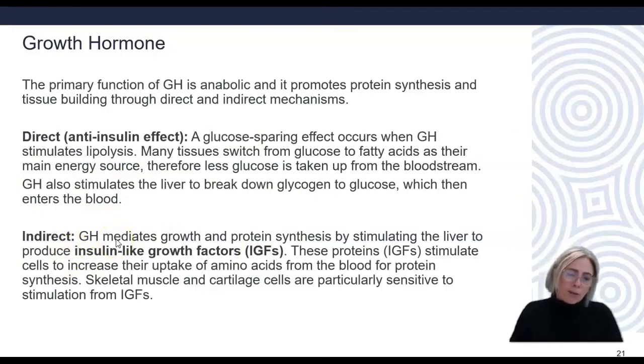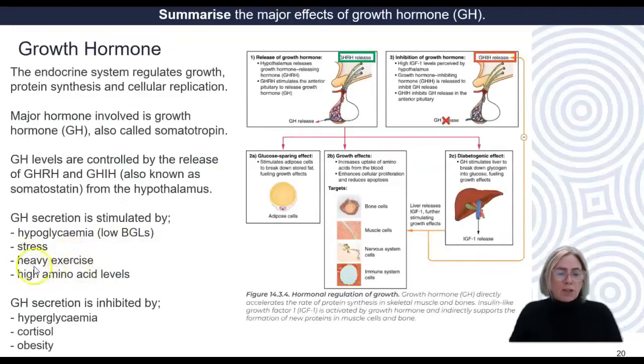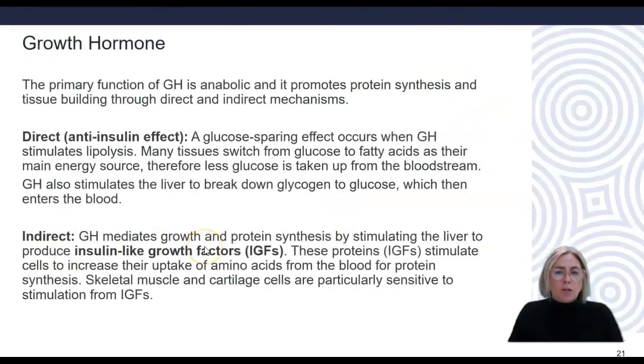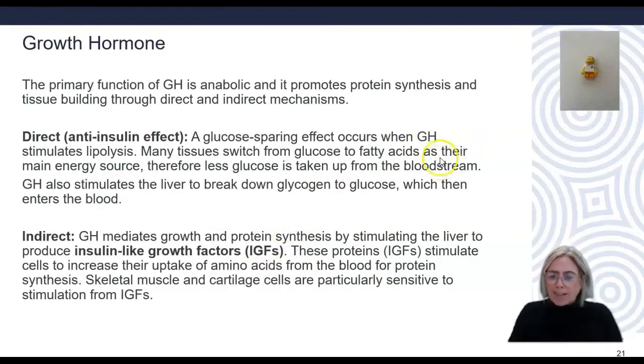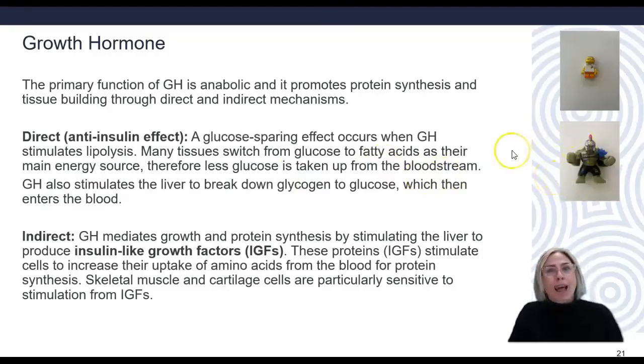Now, remember on the previous slide, I did mention that one of the stimuli for growth hormone secretion is heavy exercise. So you might go into the gym a bit like this person here, and really hit the weights really hard over long periods of time and stimulate your growth hormone secretion. And after a bit of time, my goodness, look what came out. A total transformation. I'm not sure growth hormone can make you manufacture helmets and shields, but I think you get the point I'm trying to make here.